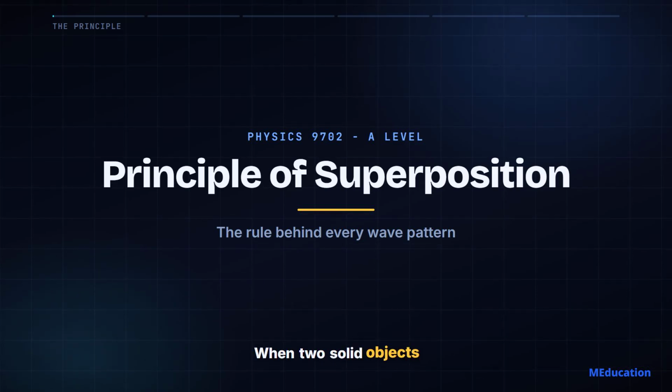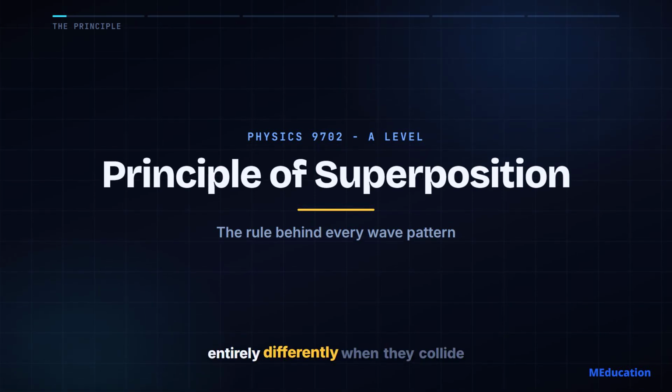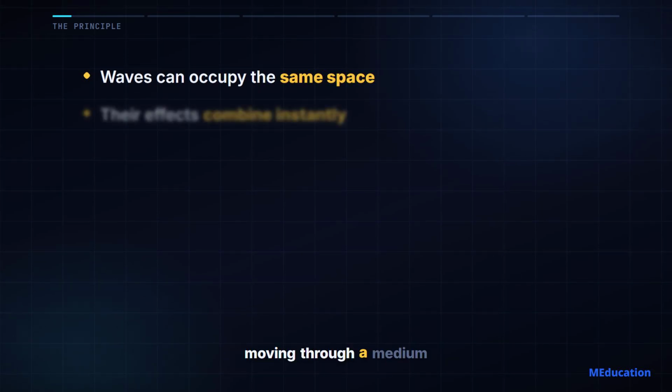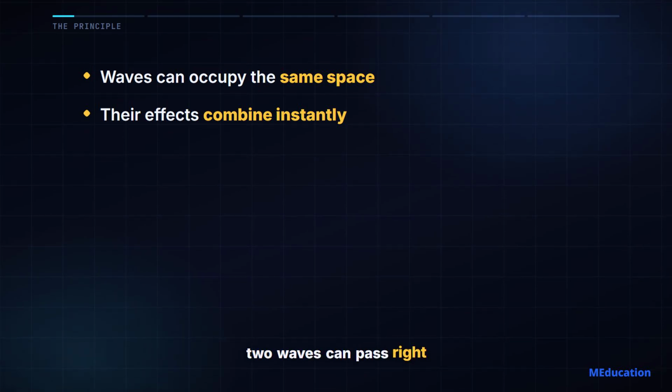When two solid objects, like billiard balls, meet, they bounce off each other. But waves are not solid matter, they are transfers of energy, and that means they behave entirely differently when they collide. Because waves are just energy moving through a medium, two waves can pass right through one another. They can occupy the exact same space at the exact same time, and when they do, their effects combine.